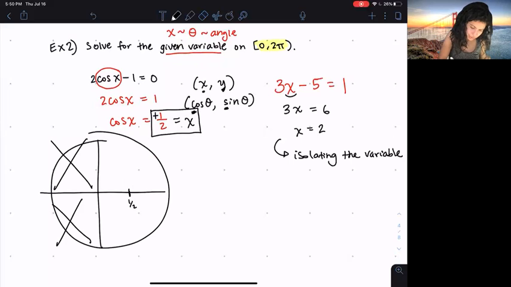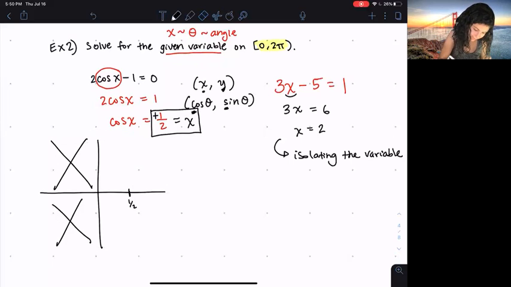Cool. So next step, let me actually make a nicer circle. You guys deserve better, okay? Y'all deserve better than that.